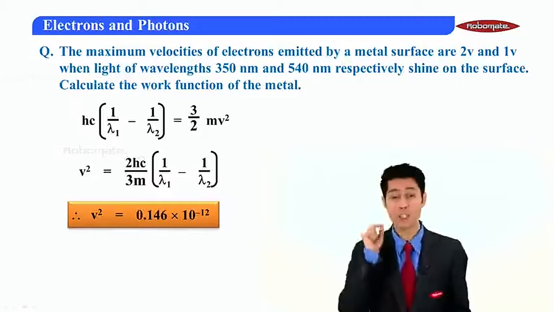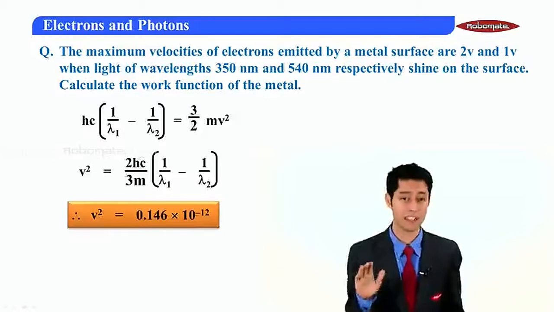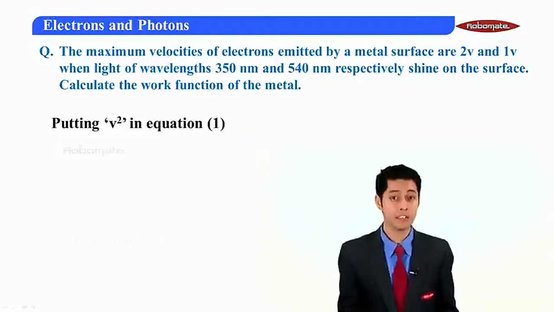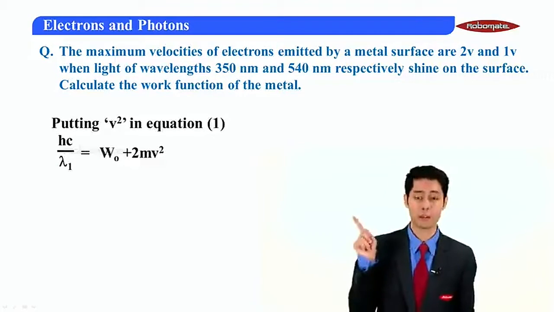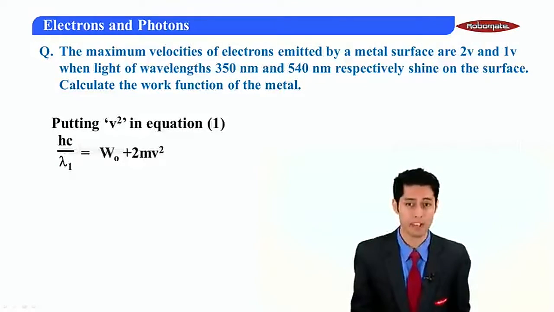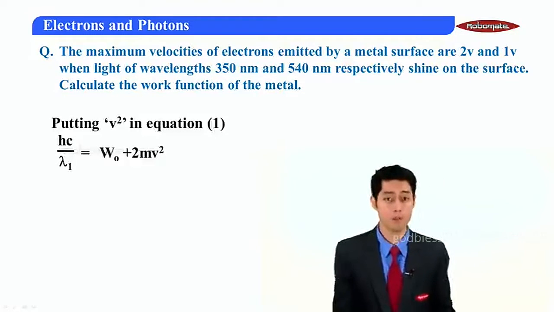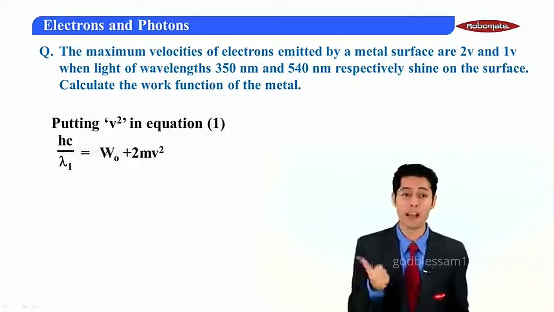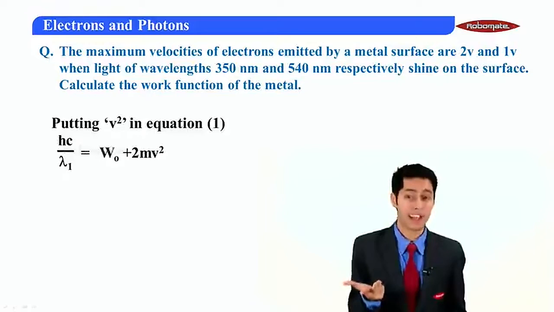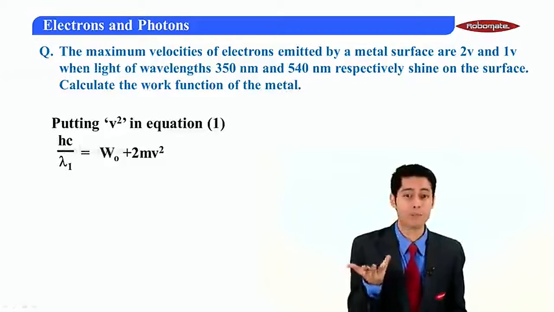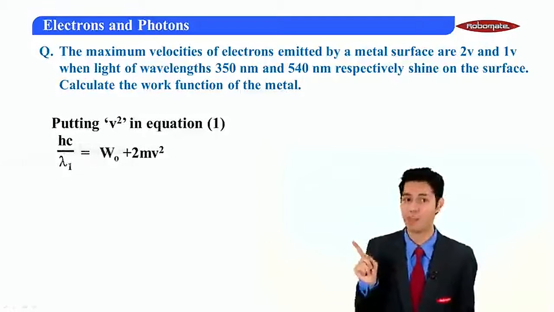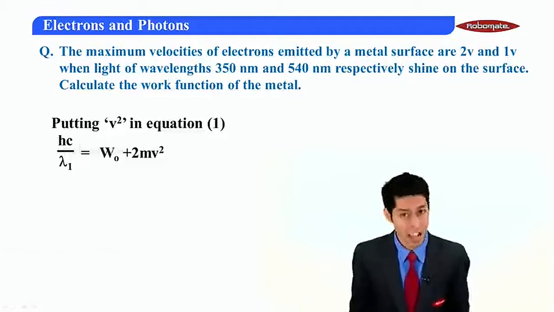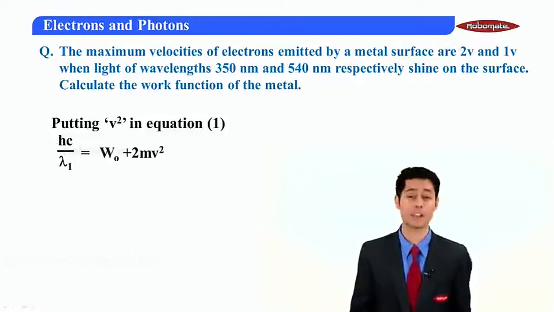But students, solving for v square wasn't our intention. Now we need to substitute v square in equation 1. We knew that equation 1 was hc by lambda 1, which is equal to W naught plus 2mv square. Now I know 2, I know m, I know v square, I know h, I know c, I know lambda 1. I need to find out work function. Students, now can I solve it? Yes. Now I can very easily solve this equation.